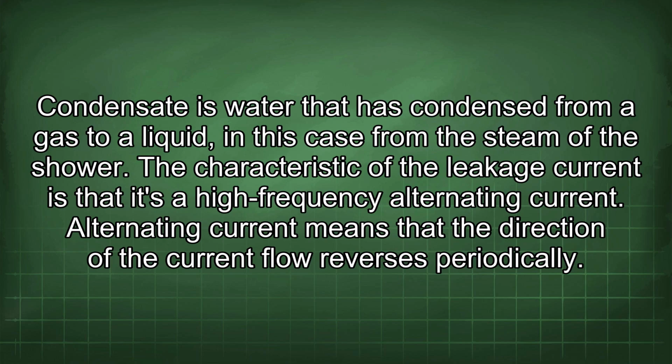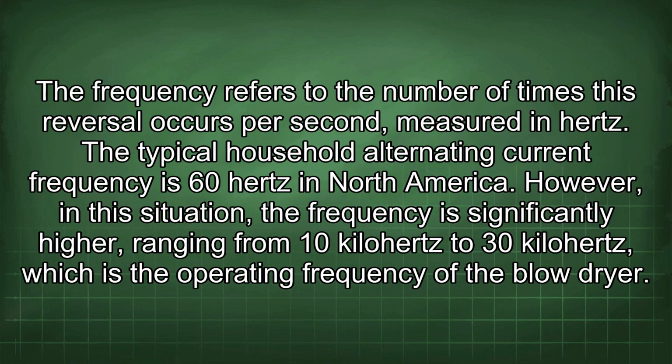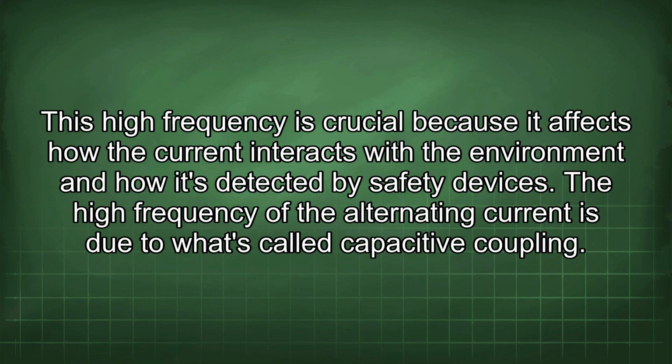Alternating current means that the direction of the current flow reverses periodically. The frequency refers to the number of times this reversal occurs per second, measured in Hz. The typical household alternating current frequency is 60 Hz in North America. However, in this situation, the frequency is significantly higher, ranging from 10 kHz to 30 kHz, which is the operating frequency of the blow dryer.